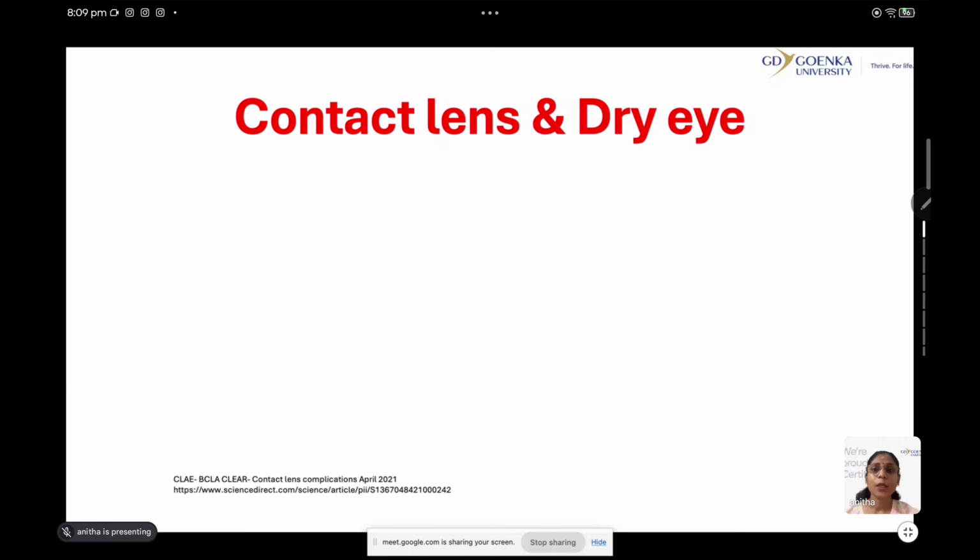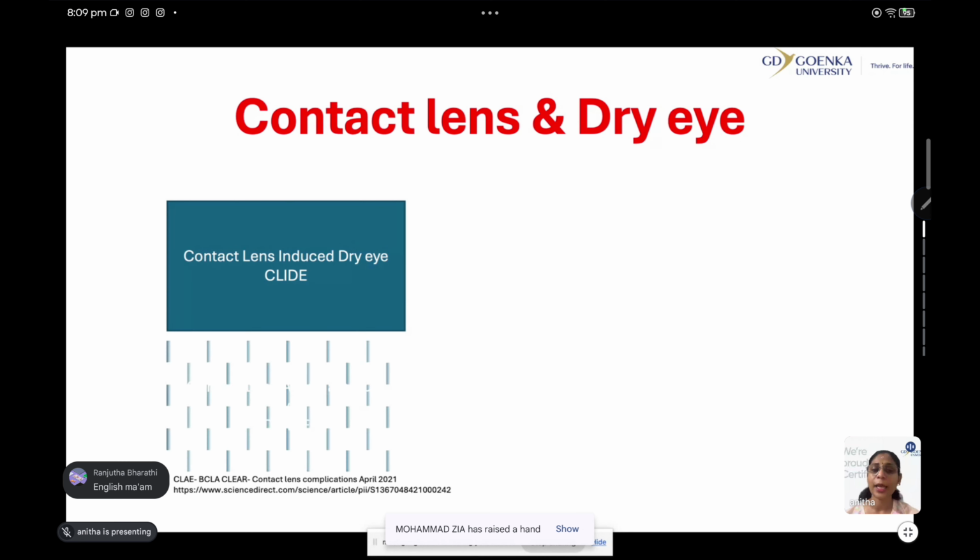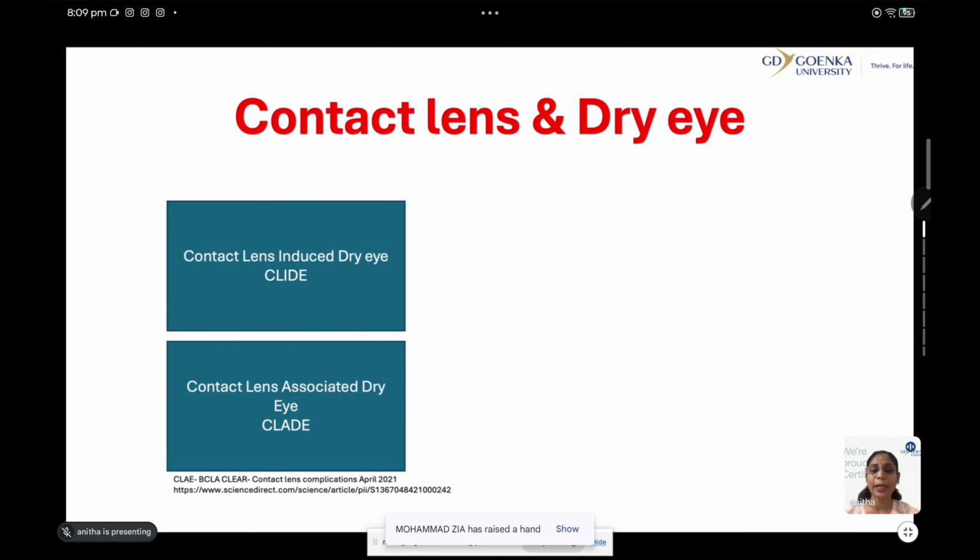Thanks. So, before I go into contact lens dry eye or contact lens induced dry eye, there are two things that all of us need to understand, the terminologies. One is contact lens induced dry eye, which is CLIDE in short. Another one is contact lens associated dry eye.